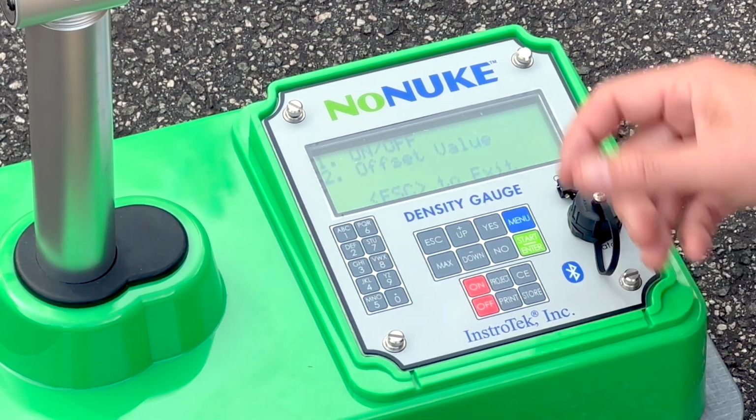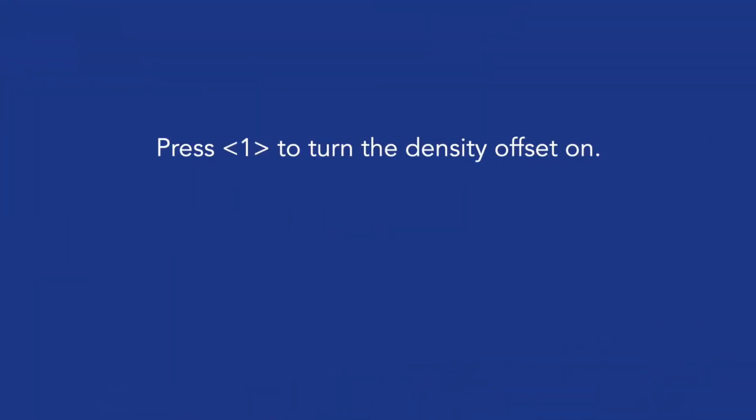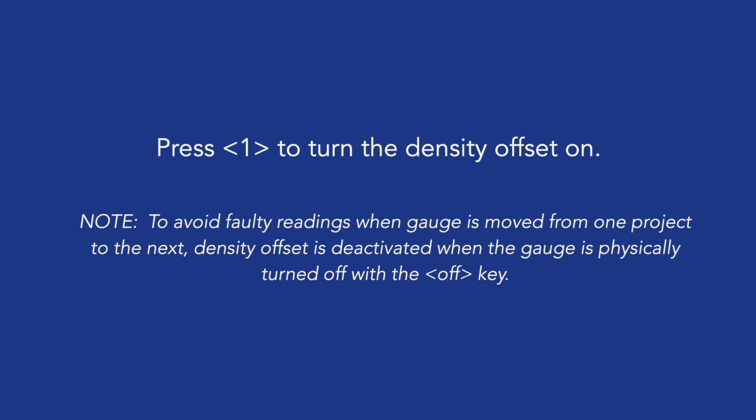The density offset screen will appear. Press 1 to turn the density offset on. Note, to avoid faulty readings when gauge is moved from one project to the next, density offset is deactivated when the gauge is physically turned off with the off key. You must activate the density offset when you need to use a density offset for a particular project.